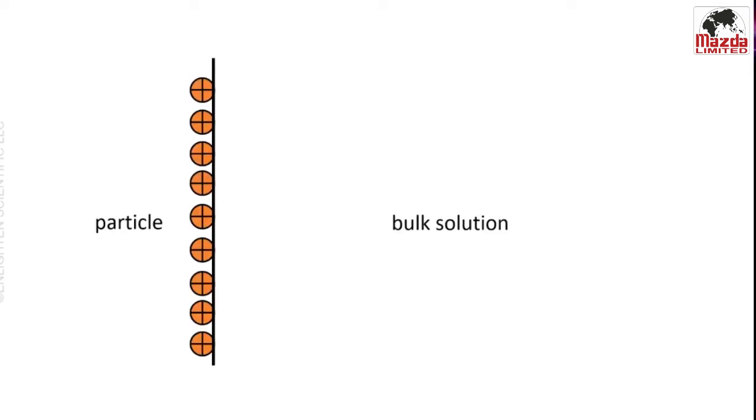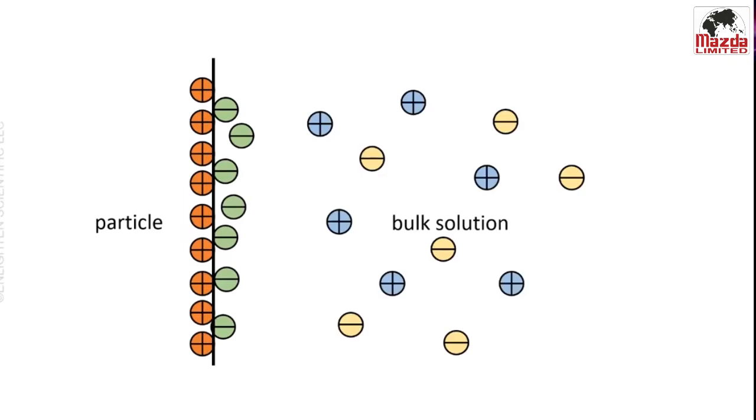What happens when a charged particle is immersed in a liquid such as an aqueous electrolyte solution? In this case, there's a positively charged particle surface, and somewhere there has to be a balancing negative charge. Typically, that will be in the form of ions adsorbed onto the surface of the particle. And you can consider this to be a fixed or rigid layer of charged material.